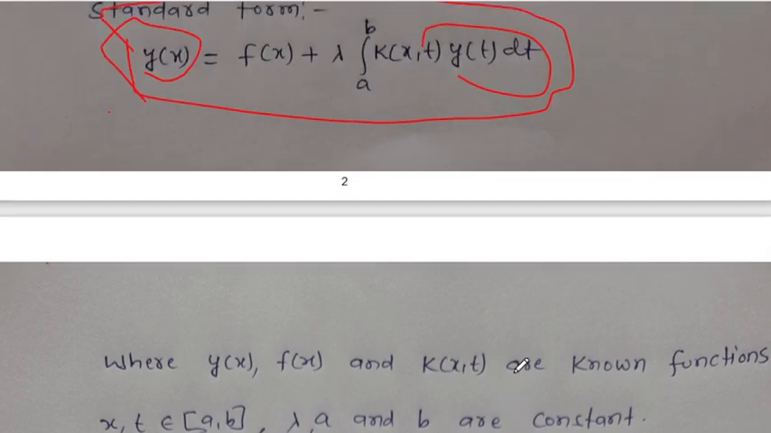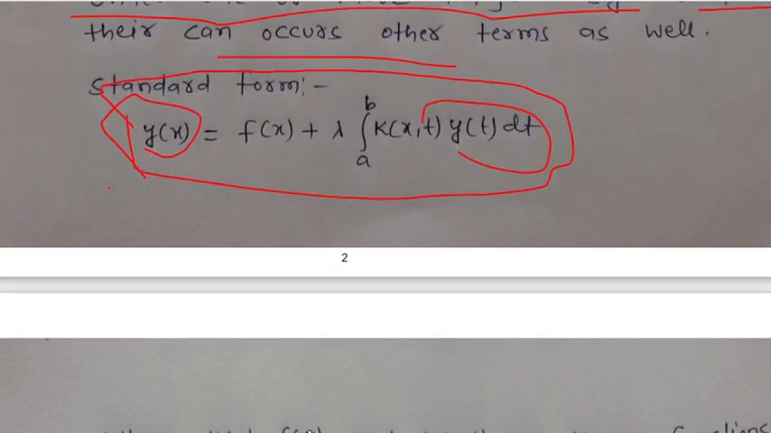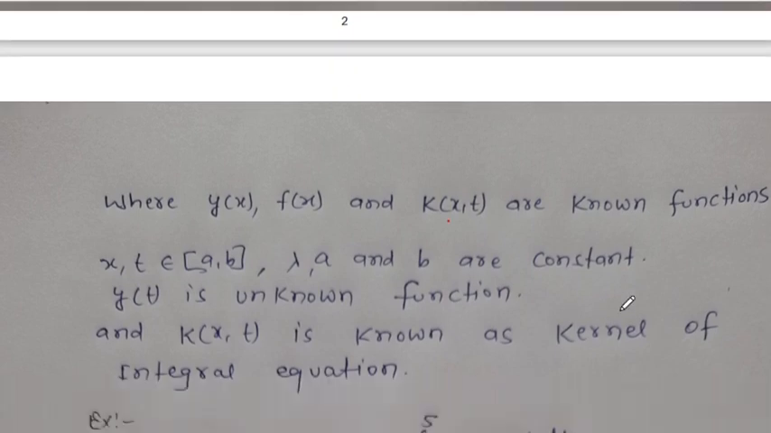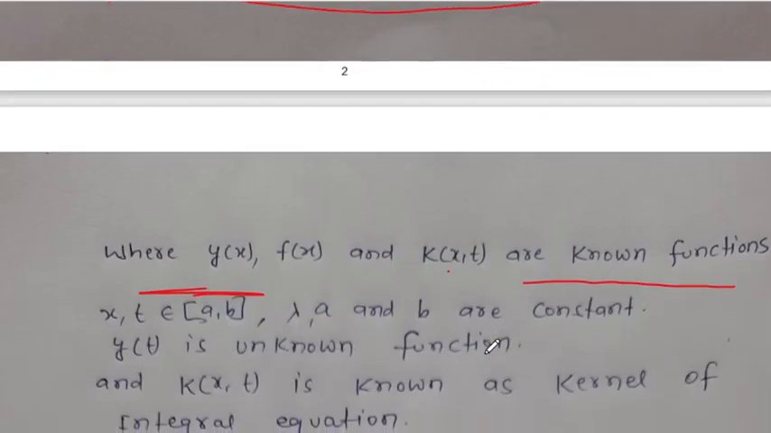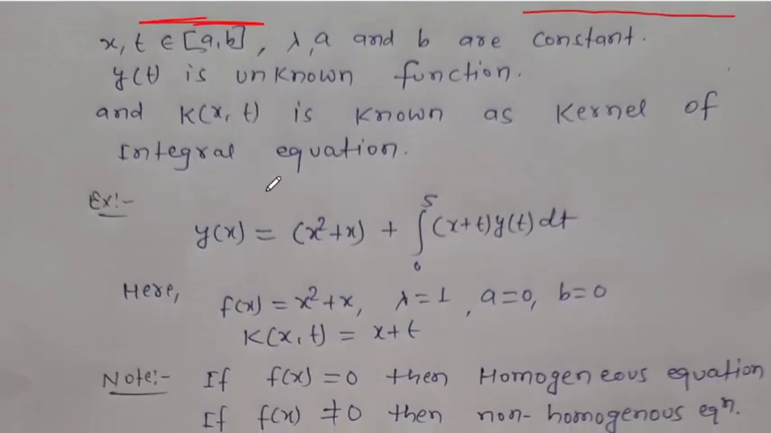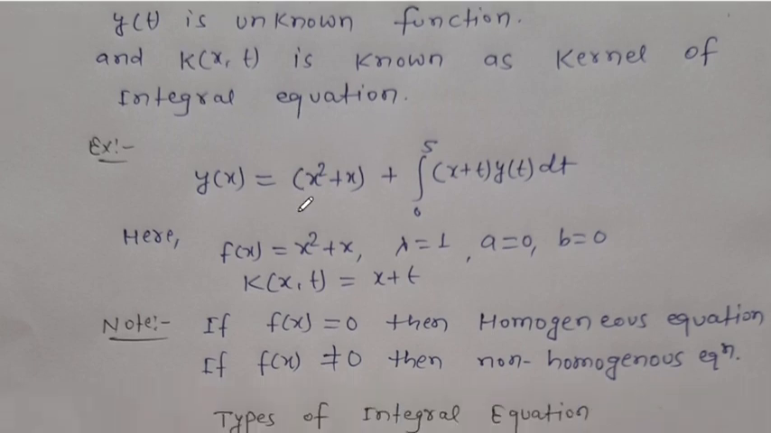Here see, y(x), f(x) and k(x,t) are known functions. These will be given in questions. And x and t belong to the closed interval [a, b]. Lambda, a and b are constants, and y(t) is the unknown function. And k(x,t) is known as the kernel of the integral equation.